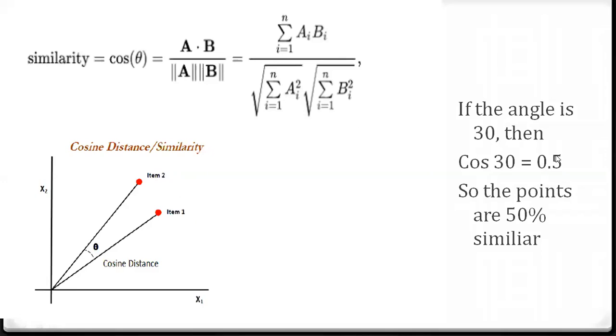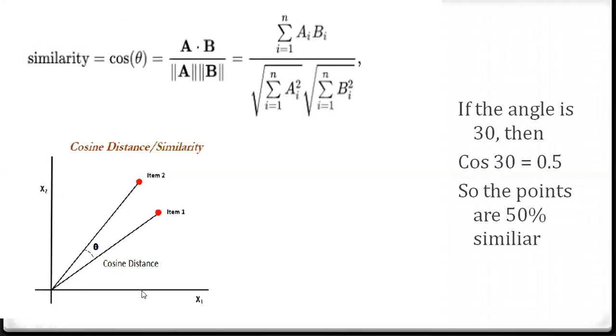Okay, and if the angle is around 90 degrees, your value becomes 0, which means your points are completely different from each other. For example, imagine these are the two vectors and the angle becomes 90 degrees. What happens? Cos 90 is 0, so they are totally different from each other.